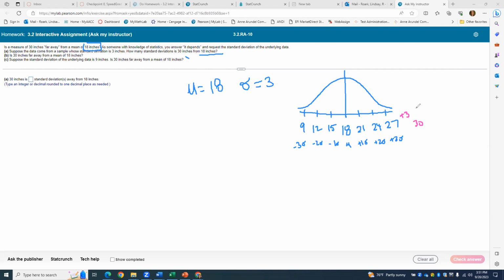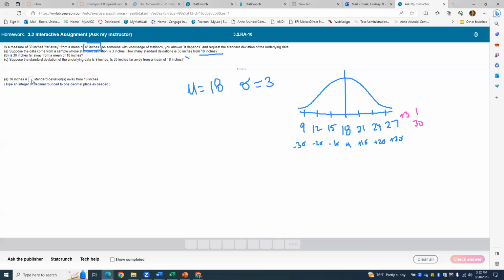We'd be at 30 over here. 30 is pretty far away, especially because the standard deviation is 3, and we knew that if we got 3 standard deviations above and 3 standard deviations below, we'd be between 9 and 27, and would have 99.7% of the data. 30 is 1 more standard deviation beyond that. 3 standard deviations is very far off the scale.